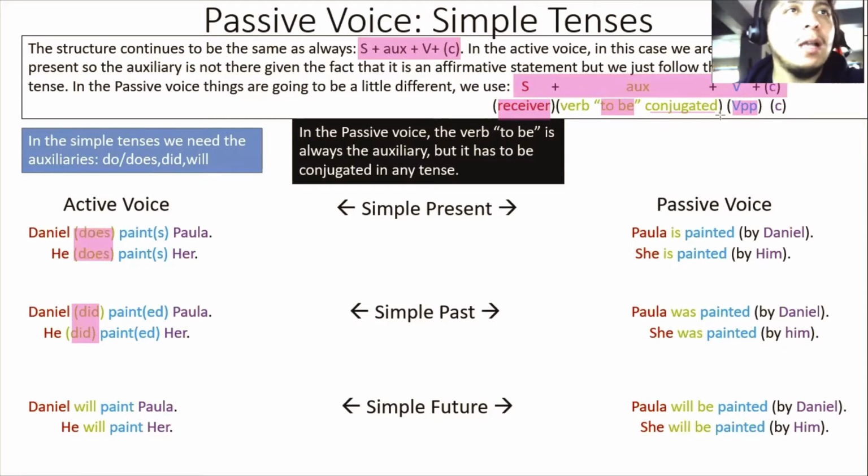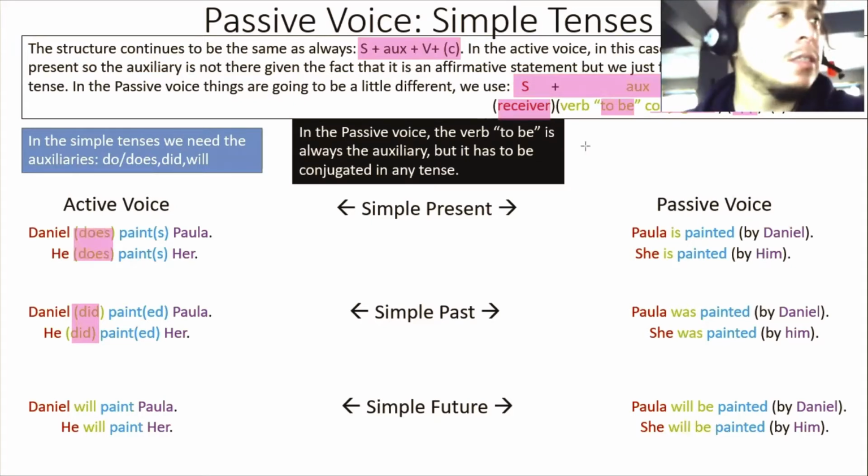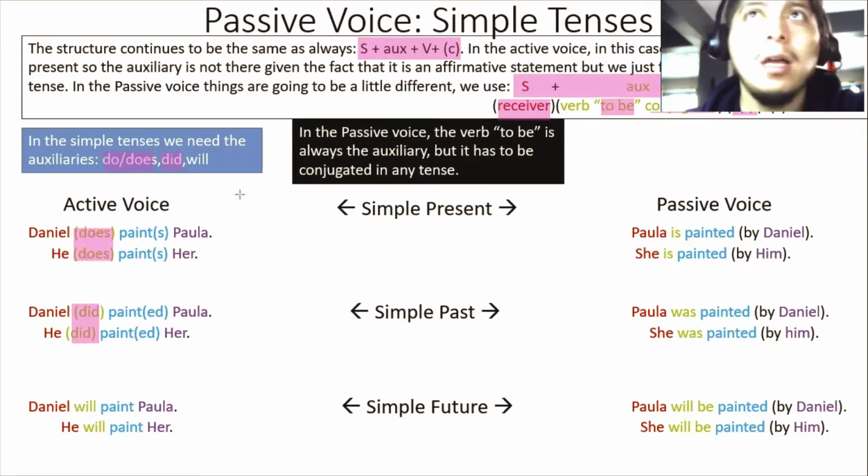So let's check. Sorry. Let's check this. In the simple tenses, we need the auxiliaries. The simple present, I hope that you remember, the auxiliary of the simple present is do or does. The auxiliary of the simple past is did. And the auxiliary of the future is will. So these are the auxiliaries that we are going to be using for the simple forms.